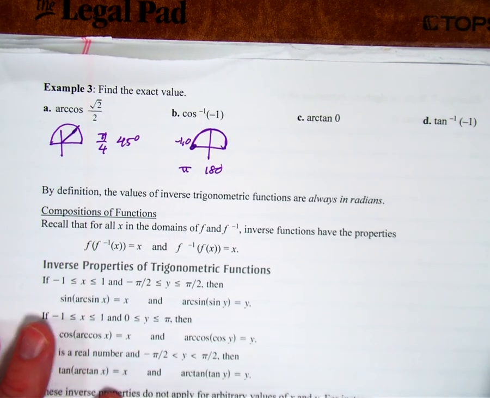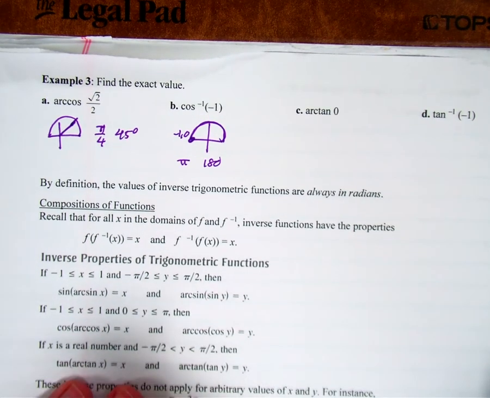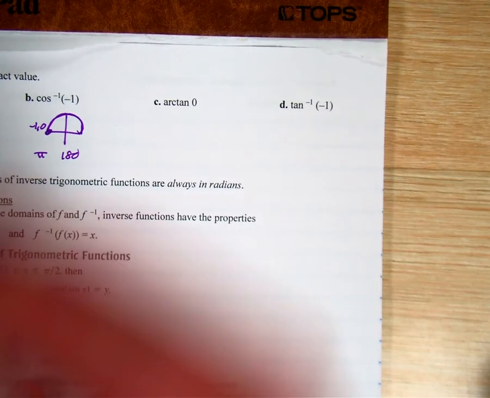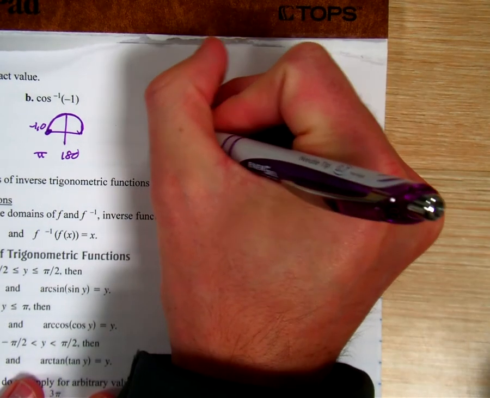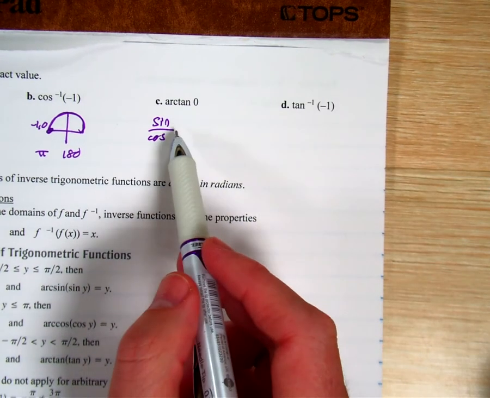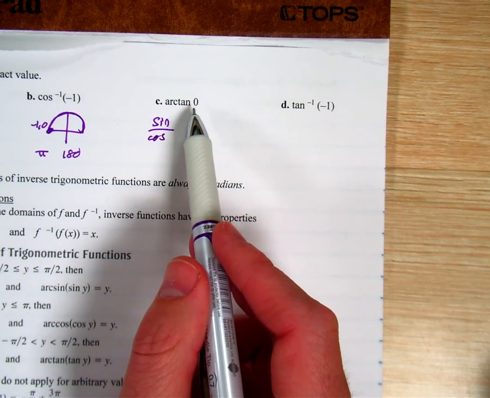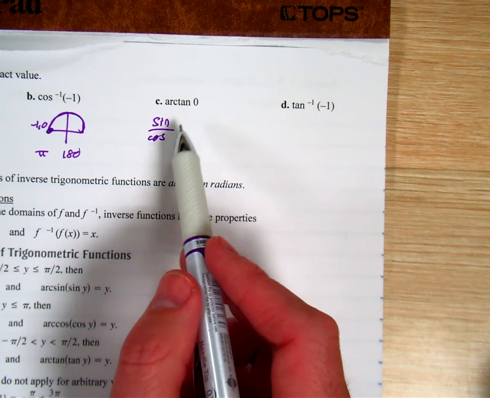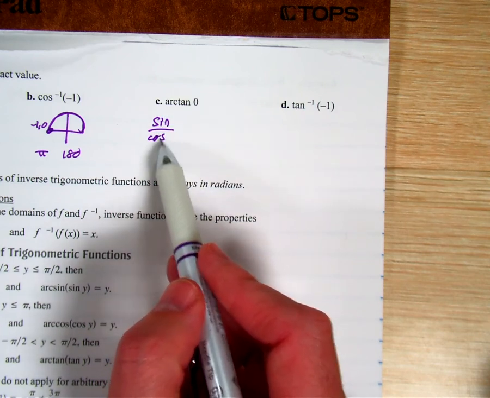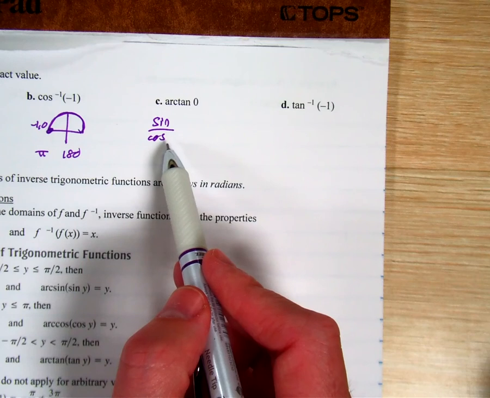Arc tangent of 0. This is a tricky one. So where does tangent equal 0? Remember, tangent is sine over cosine. So we want where sine equals 0, which fits in the arc tangent range. Because if sine is 0, 0 divided by something else is going to be 0. We don't want cosine to be 0 because we don't want 0 on the bottom.